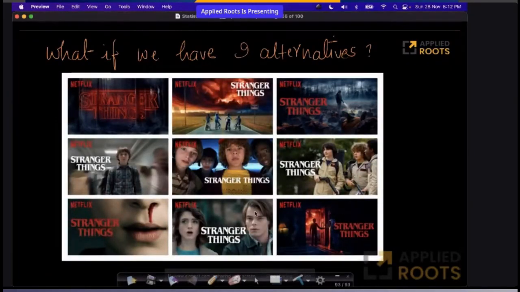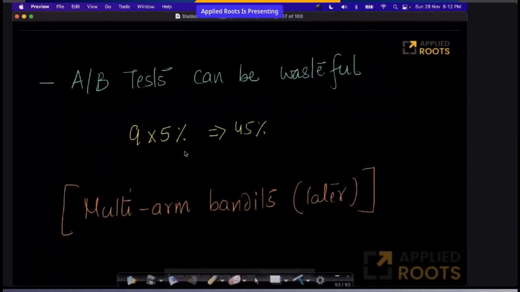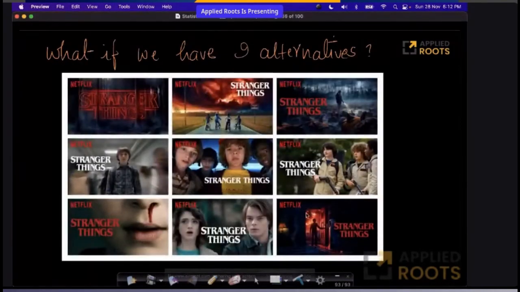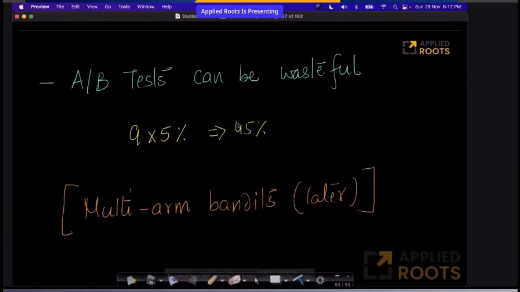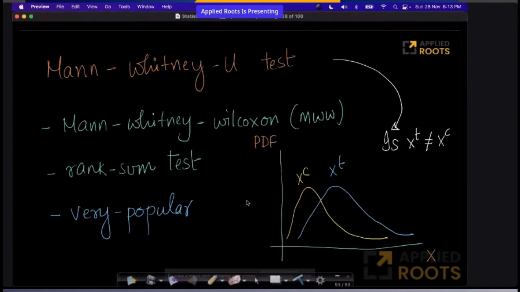The question is, what if we have 9 alternatives instead of 2? Even if you want to assign 5% of traffic to each of them, that's almost 45% of experimentation traffic, and experiments can be risky. So we have to come up with a better strategy than this. And for that, there is a technique called multi-armed bandits that we will discuss in this session.